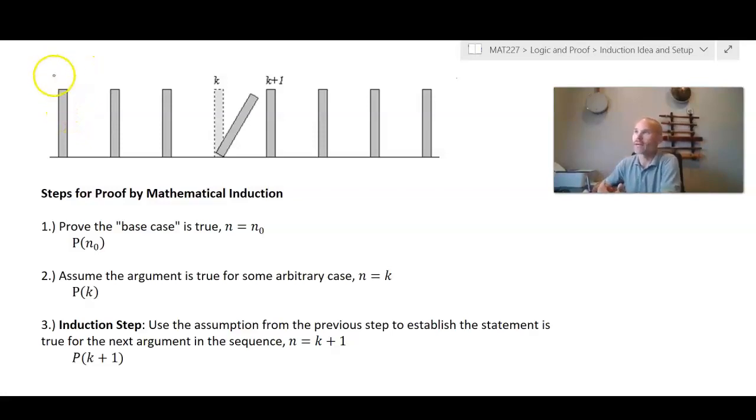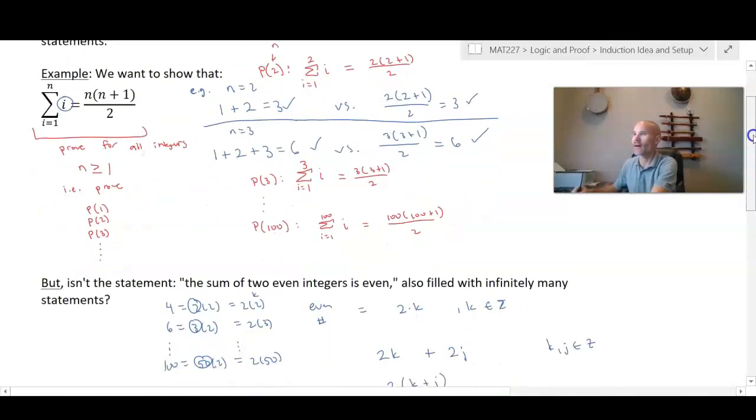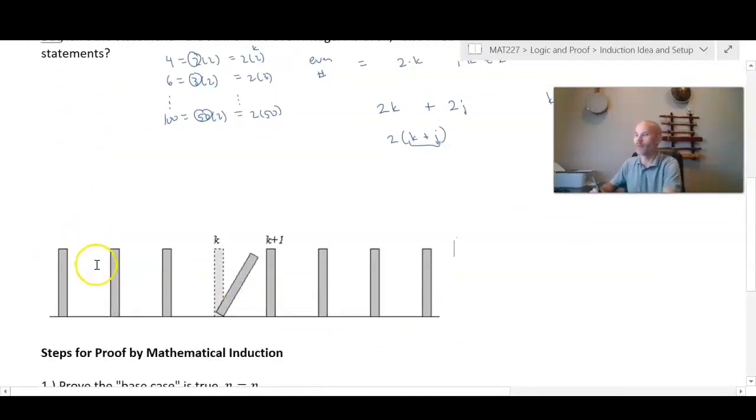Okay, so in our case, if we go back to the statement that the sum of integers starting at 1 and going up to n, so from i equals 1 to n, the sum of these i's, 1 plus 2 plus 3 if n equals 3, 1 plus 2 plus 3 plus 4 all the way up to 100 if n equals 100, etc. Let's think about each of these dominoes. Imagine you stack a bunch of dominoes in a row. And you call this domino, or let this physically represent, P of 1.